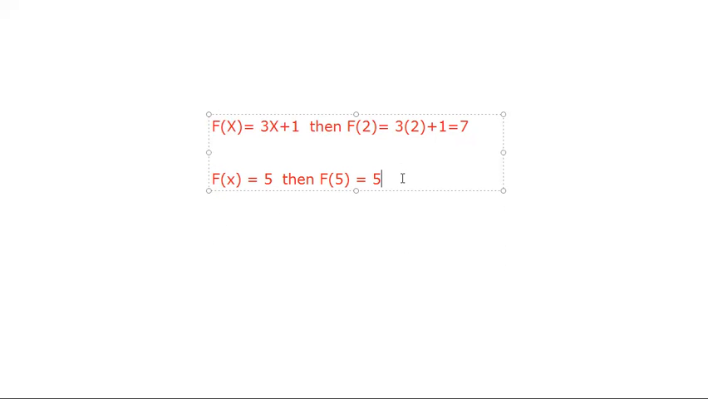Like what? If I give you another question, f of x equals 2, then f of 3 will be equal to how many, grade 9? We said f of x equals 2, then f of 3 will be 2. Yes. Why? We don't have any x to replace.